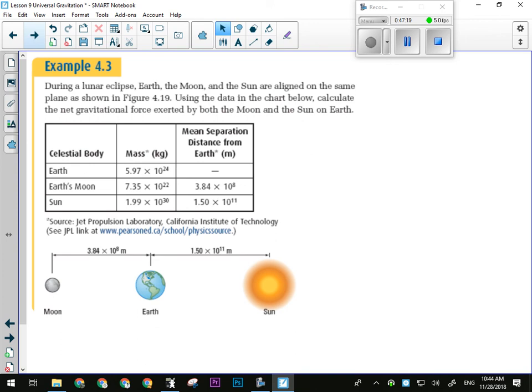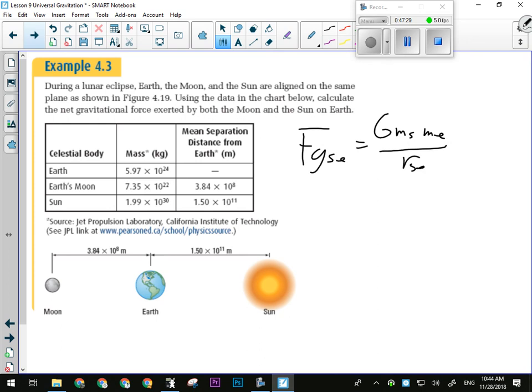And then just subtract, right? So I'd find the force of gravity between the Sun and the Earth. That would be big G times the mass of the Sun times the mass of the Earth divided by the radius of the Sun and Earth squared, and then do the same thing for the Moon. Big G times the mass of the Earth, mass of the Moon, radius of Earth, Moon. Subtract those 2. Why am I subtracting?